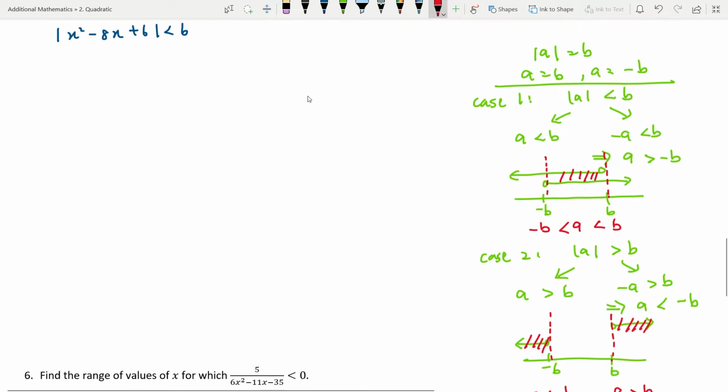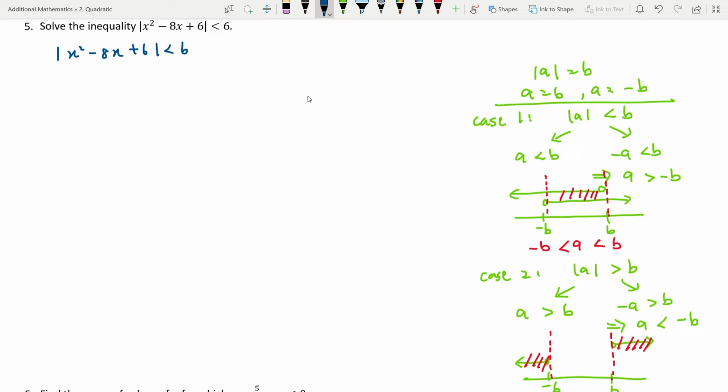Let's go back to our question. Modulus x squared minus 8x plus 6 is lesser than 6 is case 1. Because we are dealing with quadratic, I'm not going to combine both inequality into one, but separate them. We will get x squared minus 8x plus 6 is less than 6, and negative x squared minus 8x plus 6 is less than 6. We will solve the inequality one by one.